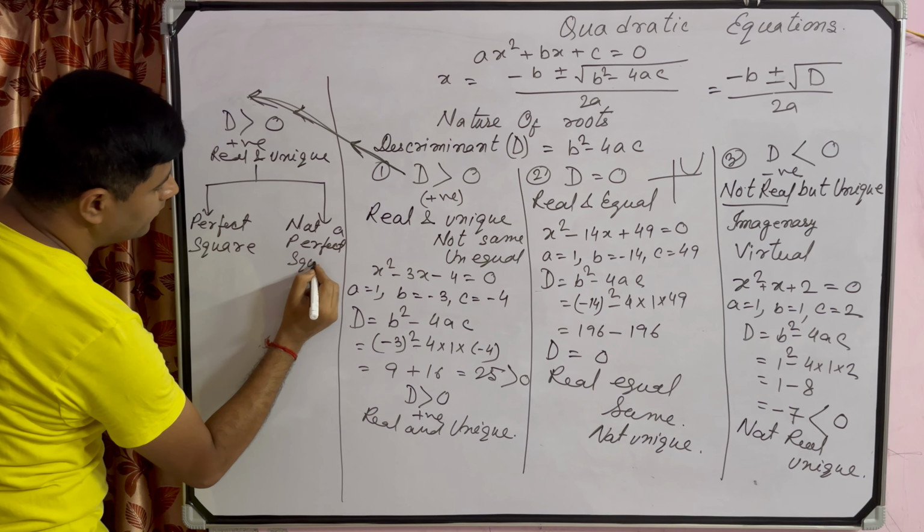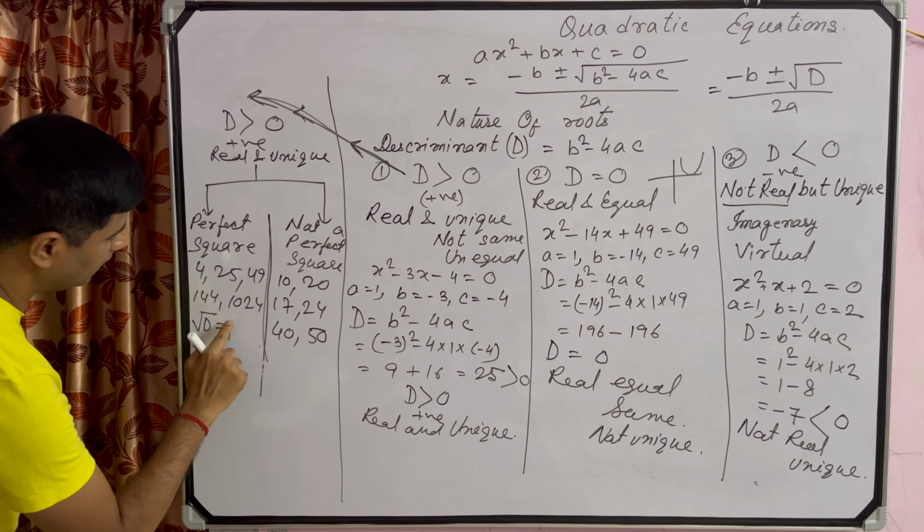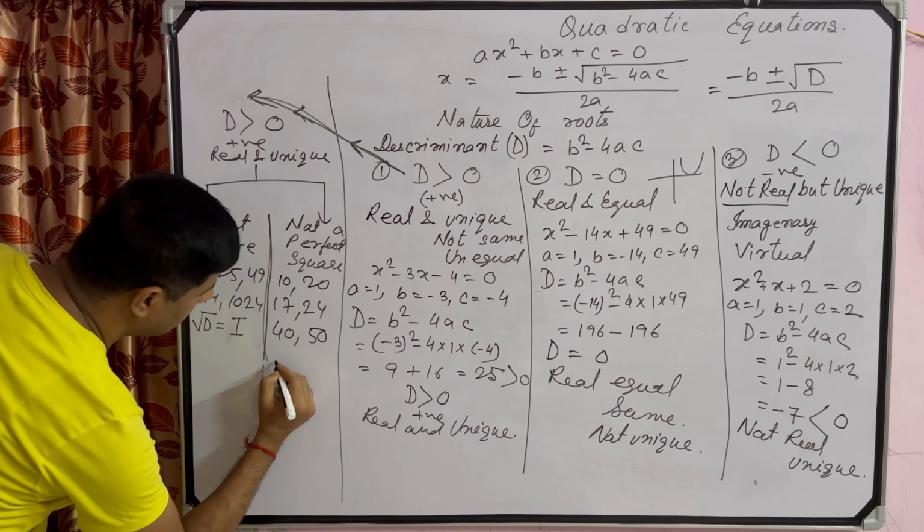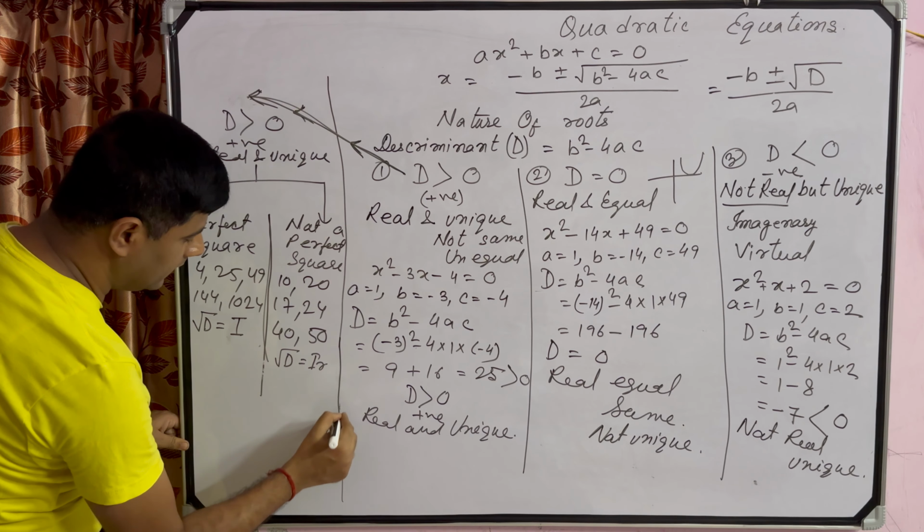You know what a perfect square is? Like 4, like 25, like 49, like 144, like 1024, these are all perfect squares. Not perfect squares are like 10, like 20, like 17, like 24, like 40, like 50. So if it is a perfect square, then root D will give you an integer value, correct? But if it is not a perfect square, then root D will be an irrational number.